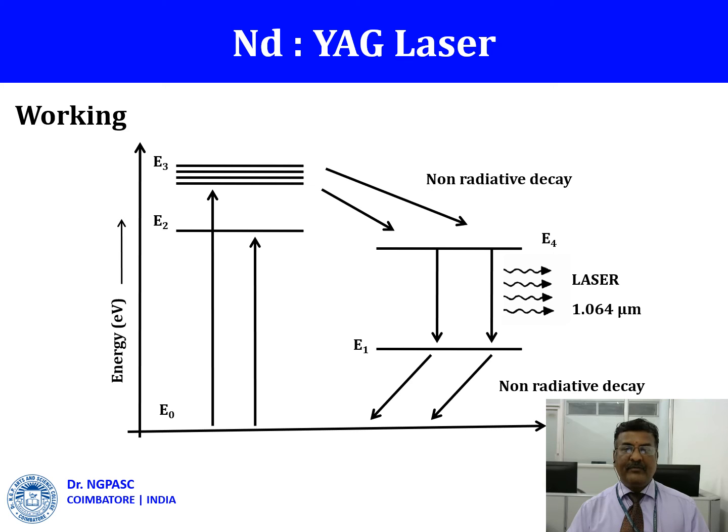The lifetime of the ions at the E4 energy level is a very short period of time, because it is a metastable state. At E4, the ions at first spontaneously get transferred to the E1 energy level. These spontaneously emitted photons again trigger the ions at E4, thereby creating a chance for the emission of more photons. Thus, stimulated emission takes place from the E4 energy level to the E1 energy level.